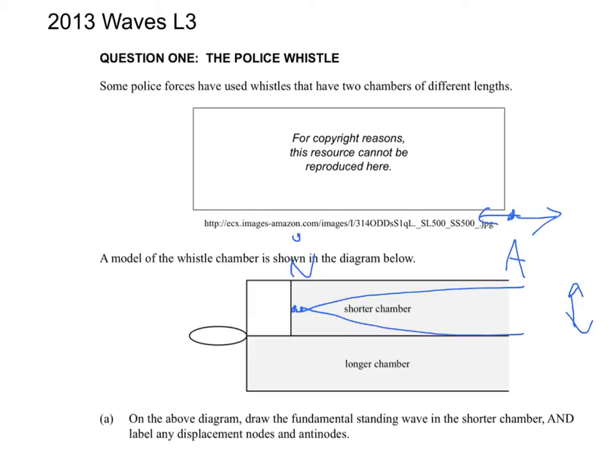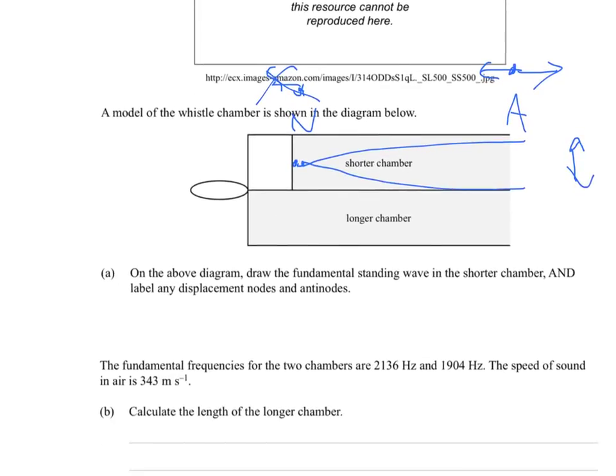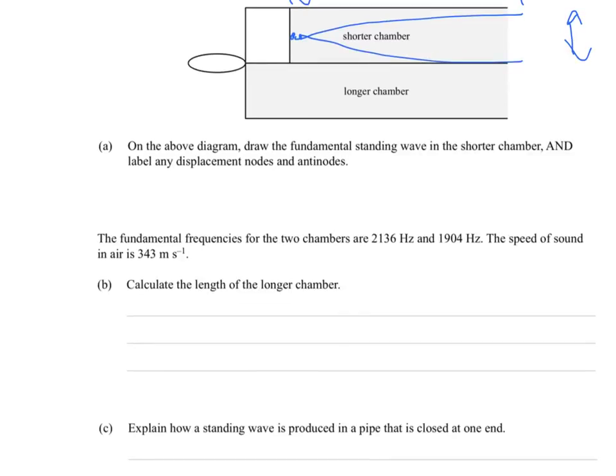And then at this point here you have zero movement, and it can't move because you've got a fixed end and the air particles can't move to the side, so we don't have that. Anyway, that's what you'd have. That's your fundamental form of the wave.